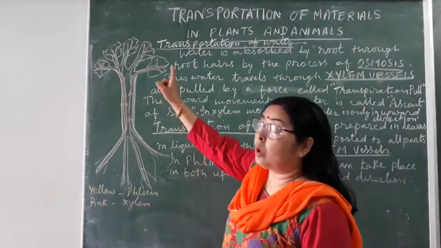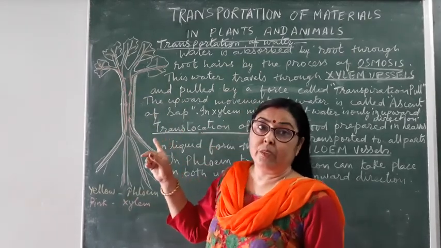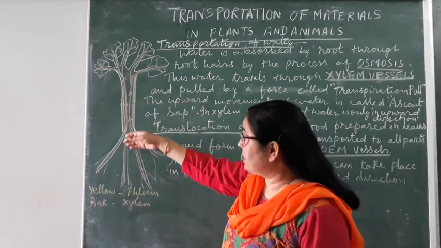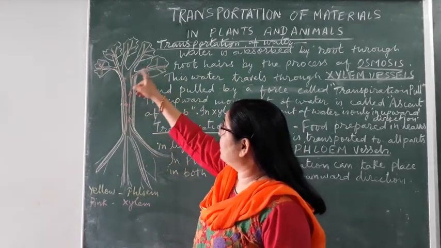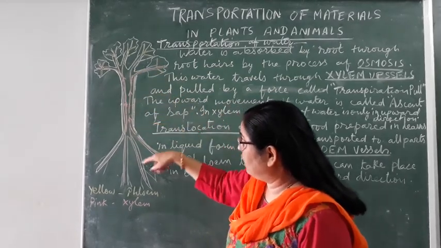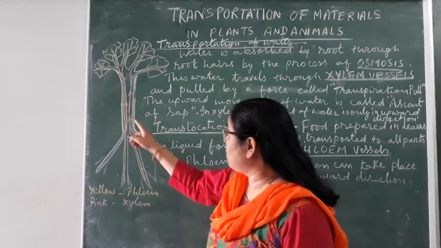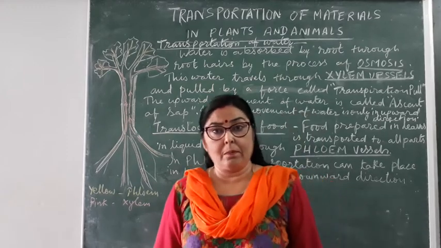Here I have drawn a picture of the plant. It is for your convenience, so you can understand by looking at this diagram. These are leaves, this is the main stem, and these are roots. Yellow color denotes phloem, and phloem is outside, and pink color denotes xylem.